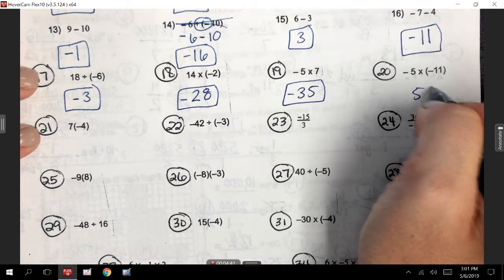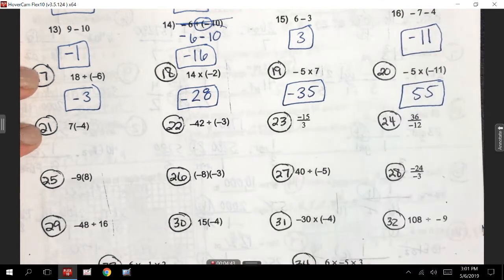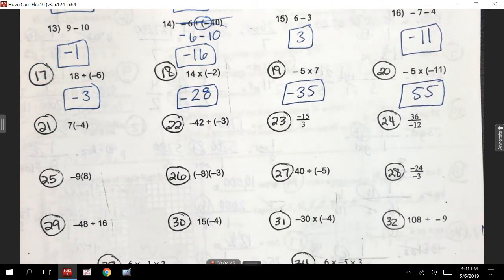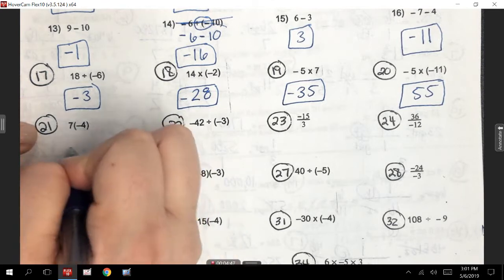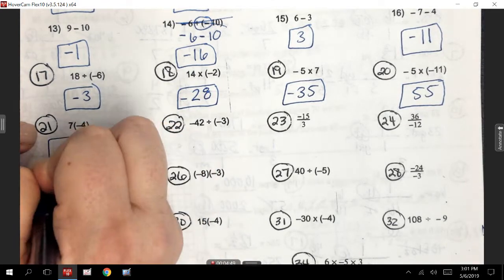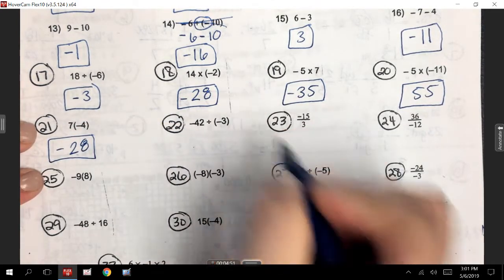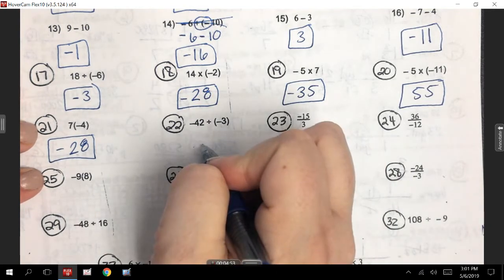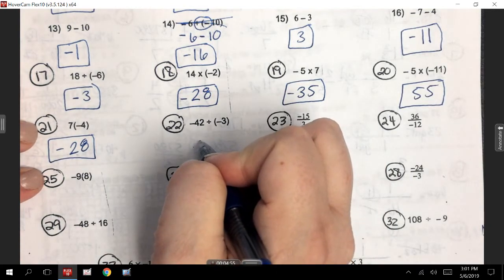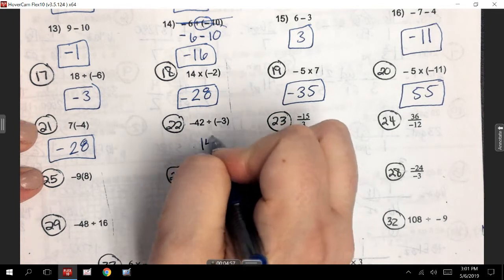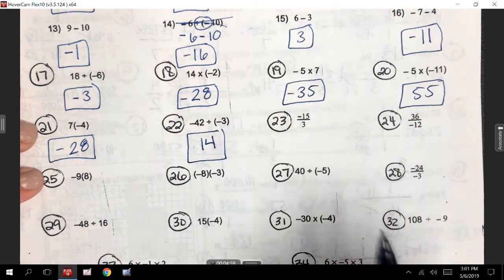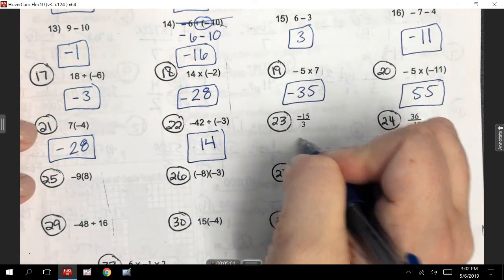5 times 11 is 55. They're both negative. That means they're the same sign, so it's positive. 7 times 4 is 28. It's going to be negative because they're different signs. 42 divided by 3 is 14. And it's going to be positive since they're the same sign. 15 divided by 3 is 5.